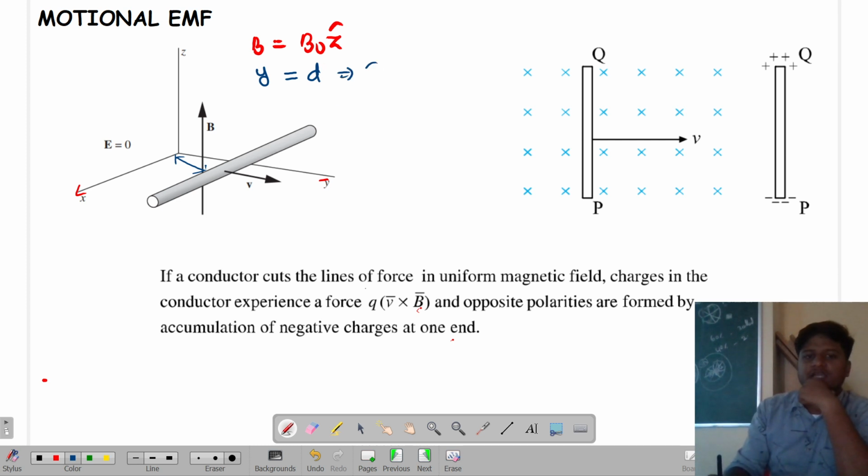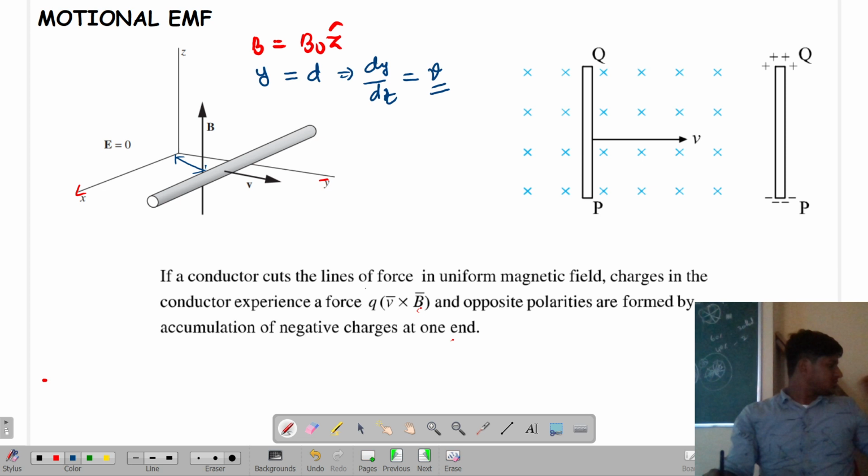So what you will get is dy by dt, let us call this velocity. As the conductor starts to move, the y-axis amount is changing. Therefore, we get the equation: the variation of y with respect to t is going to be what? Velocity of the conductor. Right or not? Yes or no? So let us move fast.